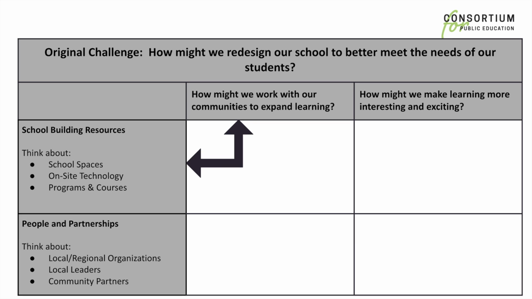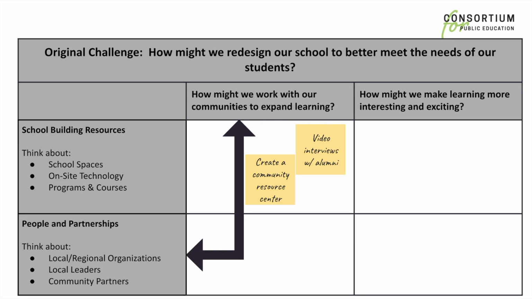So, if we pair our first challenge statement, how might we work with our communities to expand learning, with our enabler on the side, which is school building resources, perhaps we come up with an idea about creating a community resource center, or doing video interviews with alumni. Now let's expand. We keep the same challenge statement, how might we work with our communities to expand learning, but now we look at the enabler for people and partnerships. Perhaps we think about doing a new mentoring program.